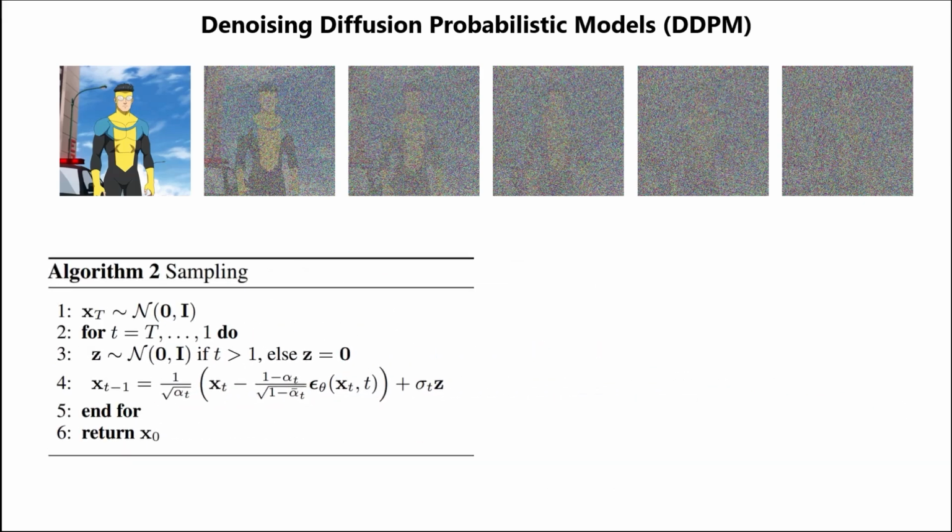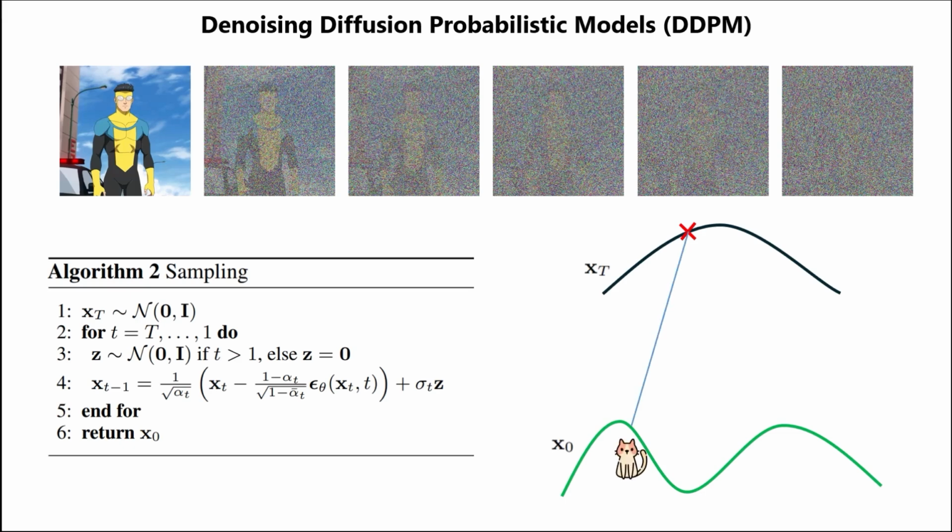In our visualization, let's denote x capital T, our random normal distribution, by this curve, and our denoised image distribution by this curve, a distribution containing all the images of cats and dogs, for example. And we sample from x capital T, that means we select a point like this one. And if we don't use the variable z in the sampling algorithm, that means we have a straight line that goes directly to an image that can be a cat.